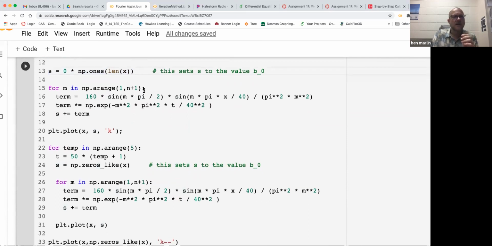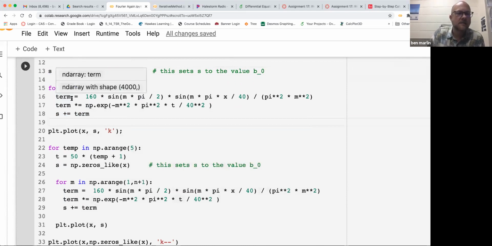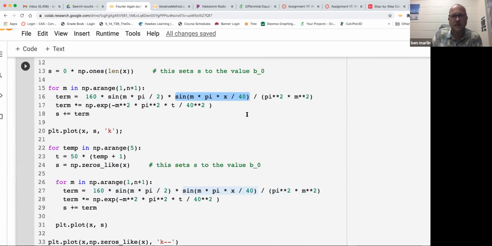And then when I come down here to do something with it later on, I can just add terms to it. But the things that I was doing, I have that Cn that you saw earlier, the 160 sine of m pi over 2, and then divided by the pi squared and the m squared here. And I have the sine in there as well. Now, the problem that I have is that I couldn't type all this stuff on this single line.